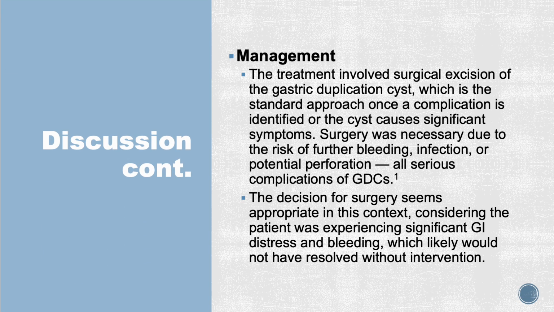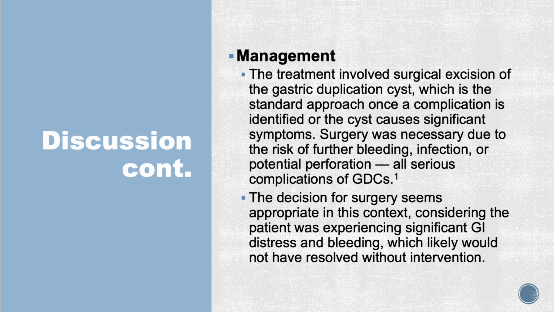Management. Given the complications, internal bleeding, the treatment involves surgical excision of the gastric duplication cyst, which is a standard approach once a complication is identified or the cyst causes significant symptoms. Surgery was necessary due to the risk of further bleeding, infection, or potential perforation, all serious complications of GDCs. In the case discussed, the cyst is likely located in the stomach wall, as most gastric duplication cysts are, and removal would have been essential to both stop the bleeding and prevent further complications.